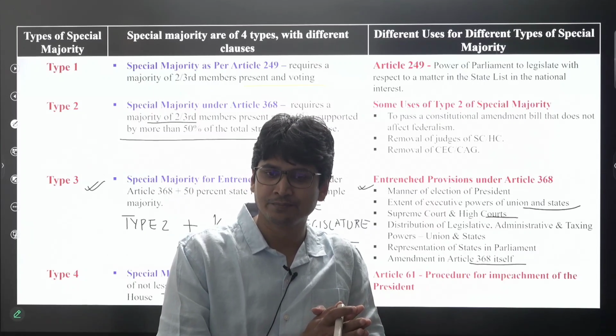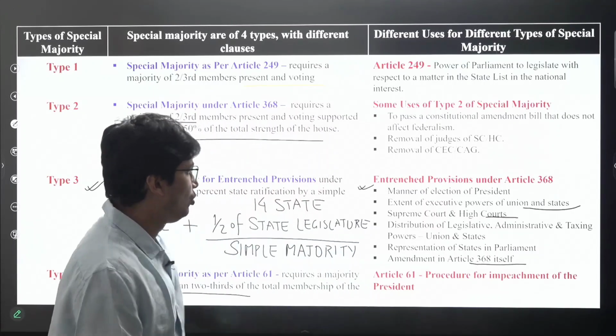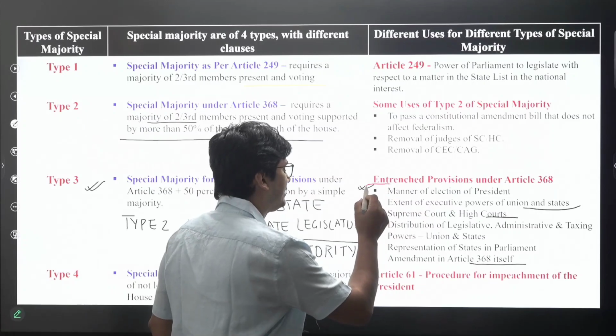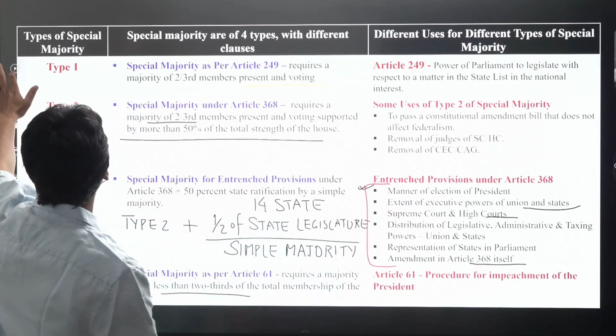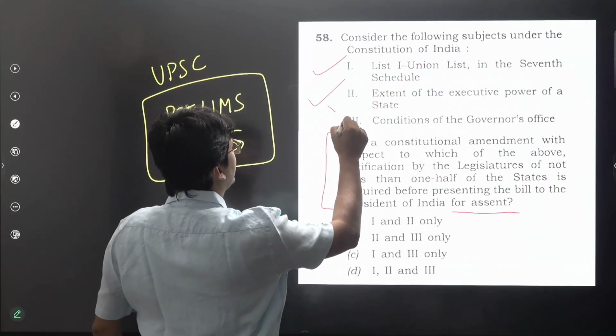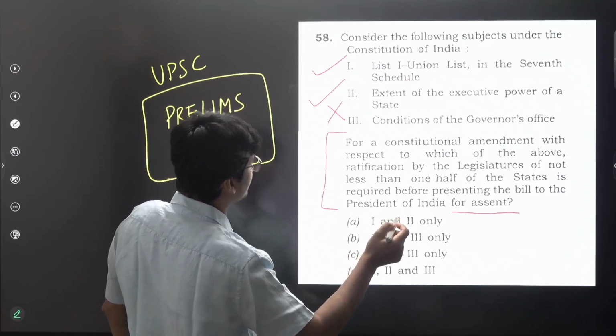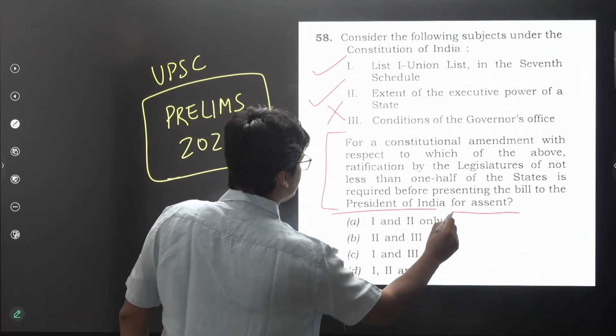Okay. Nowhere here there is any mention of the governor. So very easily, if you remember, then you can cross this. So what are the options left? 1 and 2. कौन सा है? A.